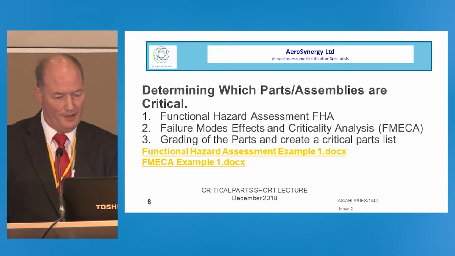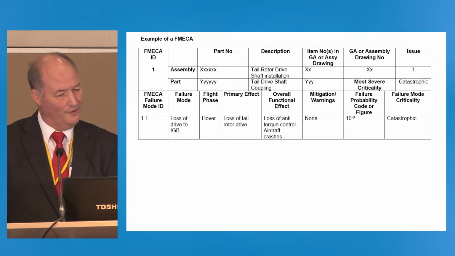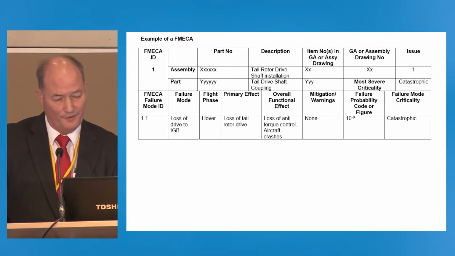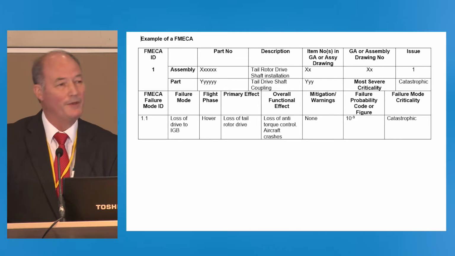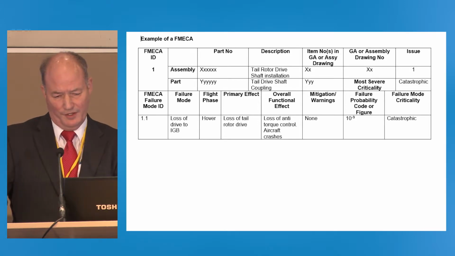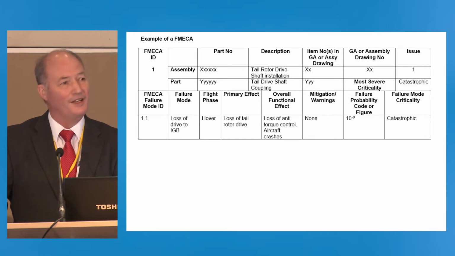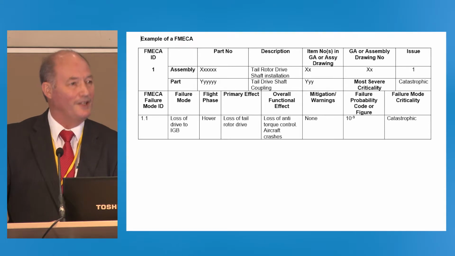And the FMECA, again, formats can vary, but basically for the part, we're looking at the loss of drive here. We consider different flight phases, primary effect, overall functional effect, any mitigations. We look at the probability of failure that we would allow for this kind of failure and the criticality that it relates to. As I say, formats can vary, but basically that's the process that you're going through.